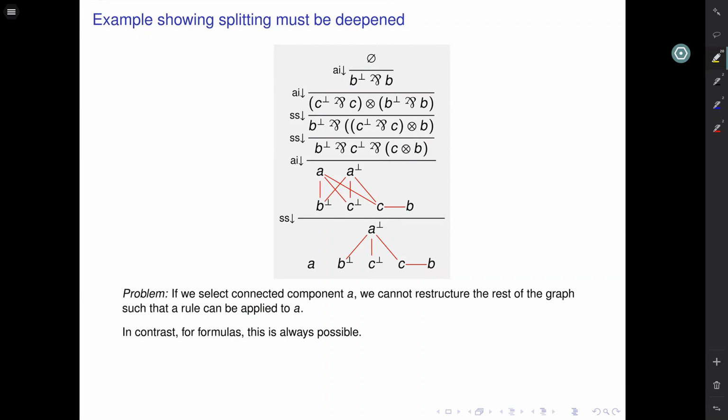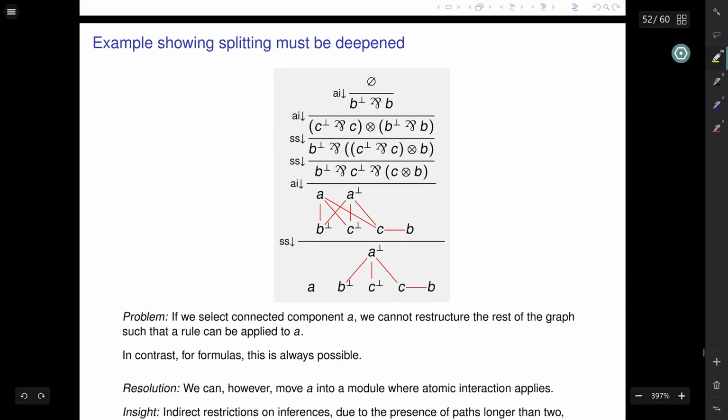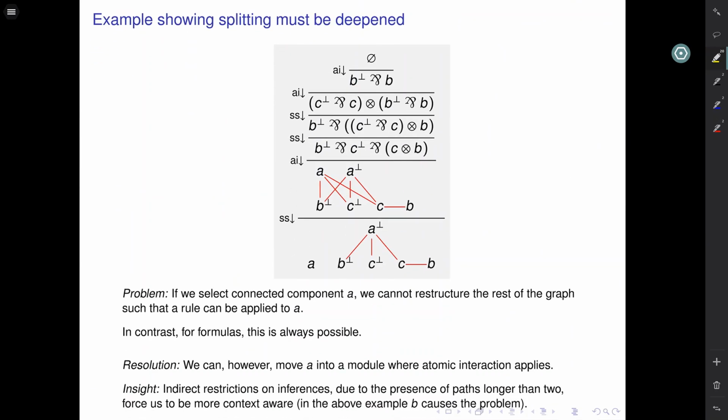So the problem is that if we select the component A now, so this is of a slightly different example, we select A, and we should be able to rewrite the rest of the graph such that we can apply the interaction rule to not A. But we can't do this, so the B out the end prevents this from happening. But what we can do instead is treat the rest of the graph as a kind of context, and we can move A inside the graph, and of course we can apply a rule. So we need an additional context awareness to handle these particular scenarios.